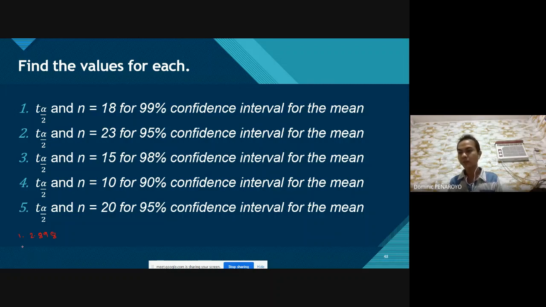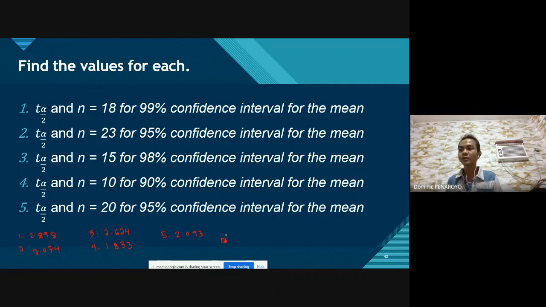All right. Number 2, the t-value is 2.074. Next, for number 3, the t-value is 2.624. Next, for number 4, we have 1.833. And for number 5, the t-value is 2.093. So I hope tama yung mga sagot natin.